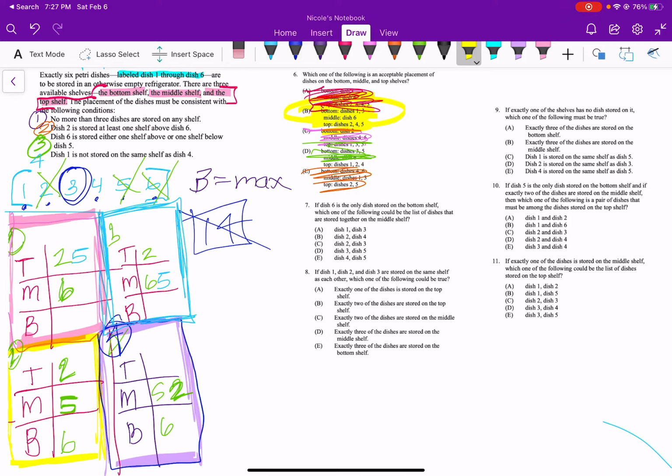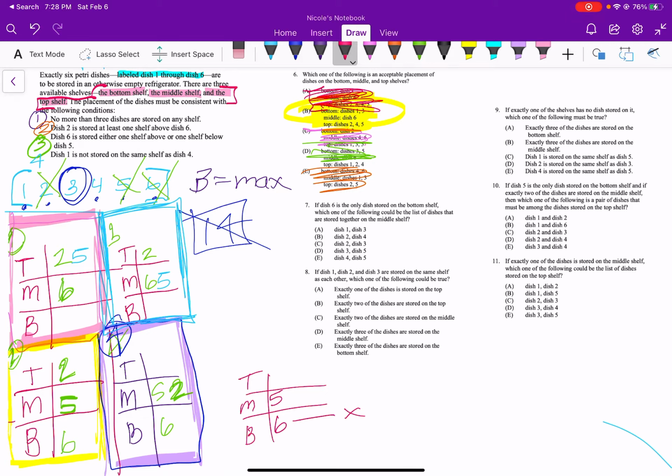All right, question number 2. If dish 6 is the only dish stored on the bottom shelf, which of the following could be the list of dishes that are stored together on the middle shelf? All right, so let's look at our worlds. In which scenario do we have 6 being on the bottom? 2 and 4. So that's what we're going to pay attention to. And so we know that 6 is the only one that can go here. So automatically we know that 5 has to go in the middle shelf.